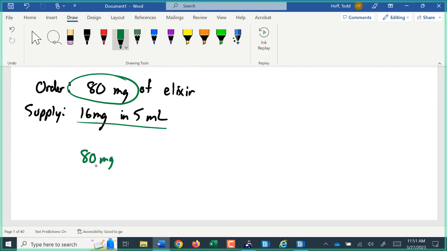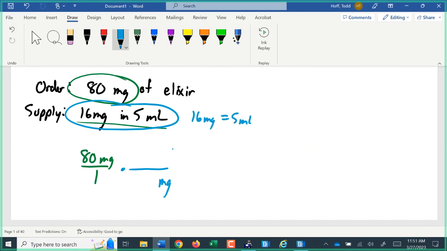So I put 80 milligrams over 1. Now remember, whatever goes in this second fraction, milligrams have to go on bottom so that the milligrams cancel out. This label is saying that 16 milligrams is equivalent to 5 milliliters of fluid. So that's what goes in this fraction, 16 milligrams on bottom, 5 milliliters on top. And so the milligrams cancel out, and we're going to be left with milliliters. Since this is a liquid medication, we are going to measure it out in milliliters to administer it to the patient. So that is what we want, milliliters for our unit.